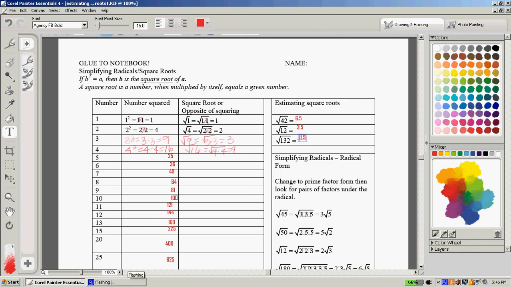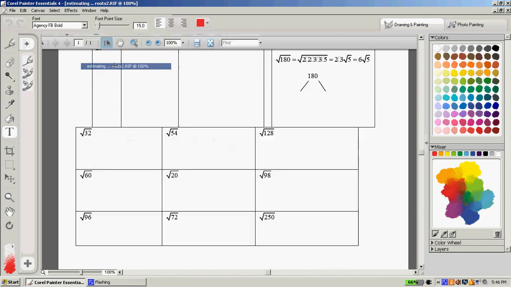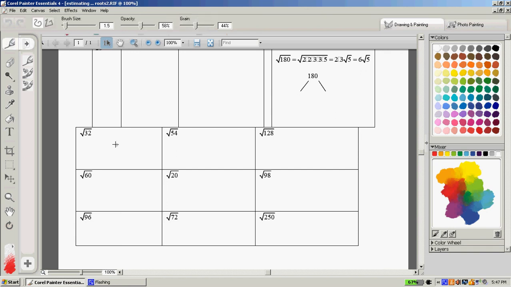So what I want you to do for the rest of this station is go down to the bottom part of your chart right here, and right next to each square root number, guess what it is. Next to the square root of 32, you're going to use the little squiggly equal sign, which means approximately, and write your answer out for each of these. Okay, so go ahead and do that.